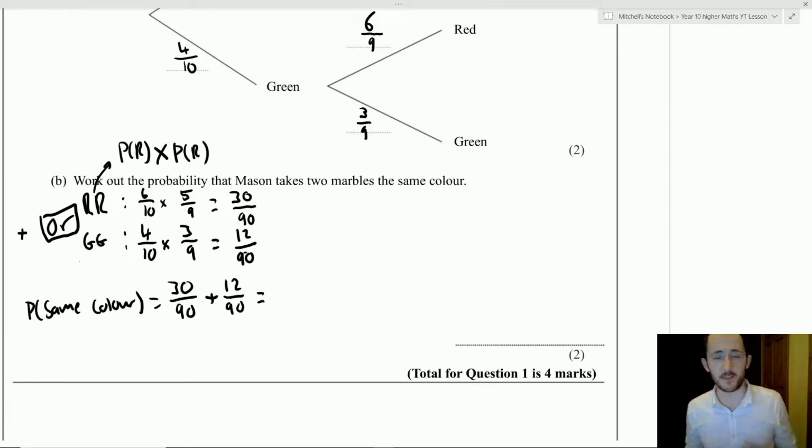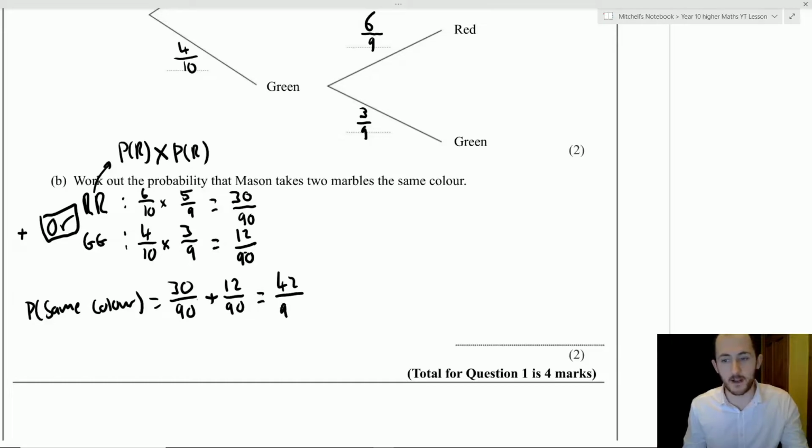And again, the reason for that is because, sorry, I've got a bit of a cold, so might sound a bit under the weather. Where was I? Okay, so because we're saying that there's 2 different ways of it happening, we need to add those probabilities together. Okay, so in this case it's 42 over 90.